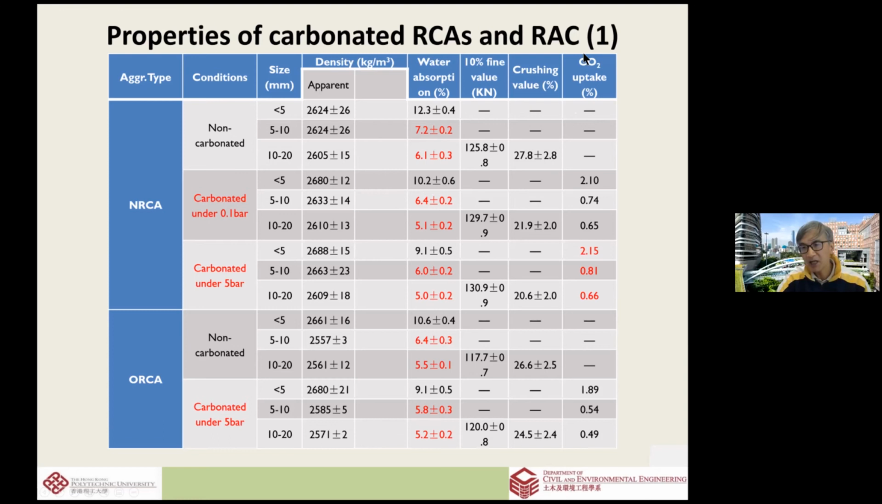And then this is very interesting. When we use this carbonation reaction, we can actually show there's some uptake of CO2. We can monitor the amount of CO2 taken up through this carbonation reaction. This can be from less than 1% up to 2%. So a 2% uptake of CO2 is already quite substantial. In a sense, using this technology can not only improve the properties of the recycled aggregate, but also take up some CO2.